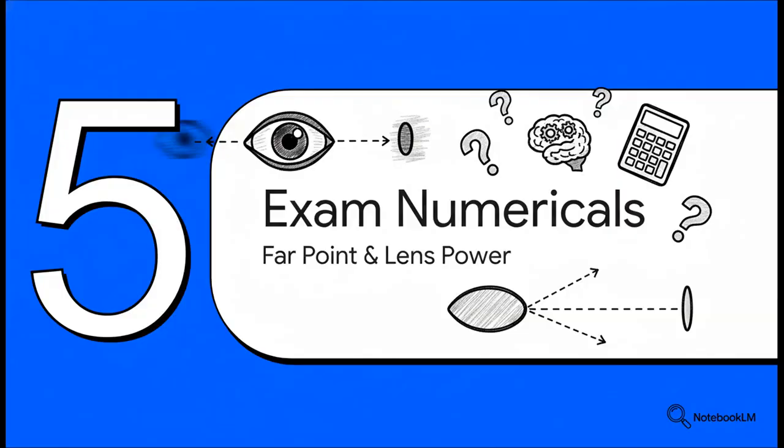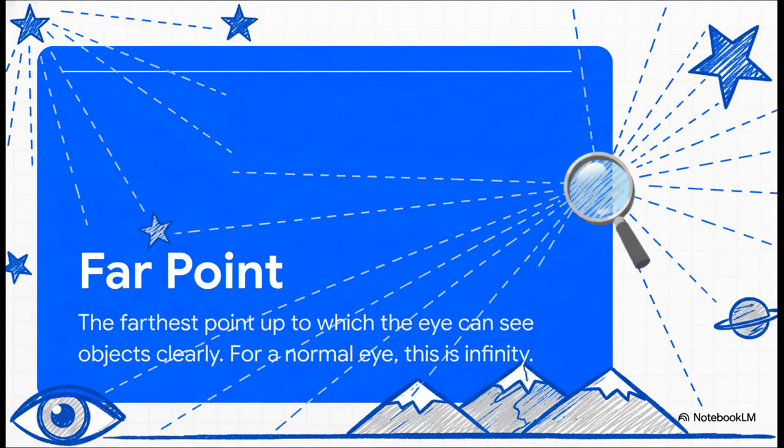Okay, now for a very important section for your exams, solving the numerical problems related to myopia. So please pay close attention as we understand the far point and lens power. First things first, we must understand a concept called the far point. What is it? The far point is the farthest point up to which a person can see objects clearly. Now, for a normal eye with no defects, the far point is at infinity. That means you can see the moon and the stars clearly.